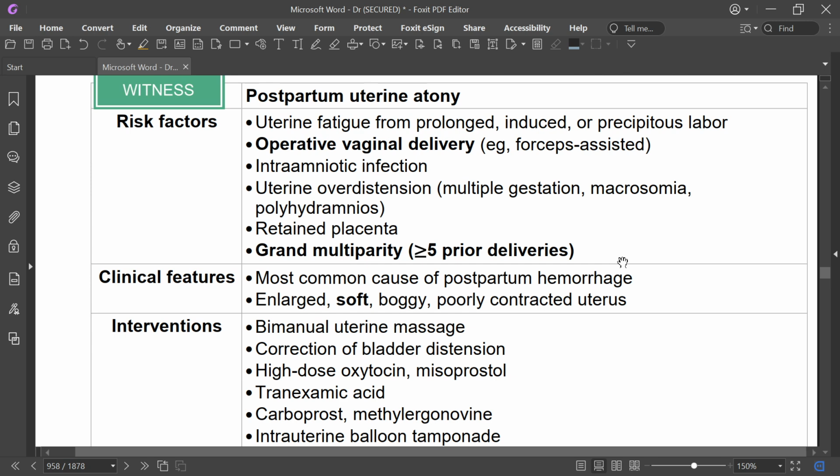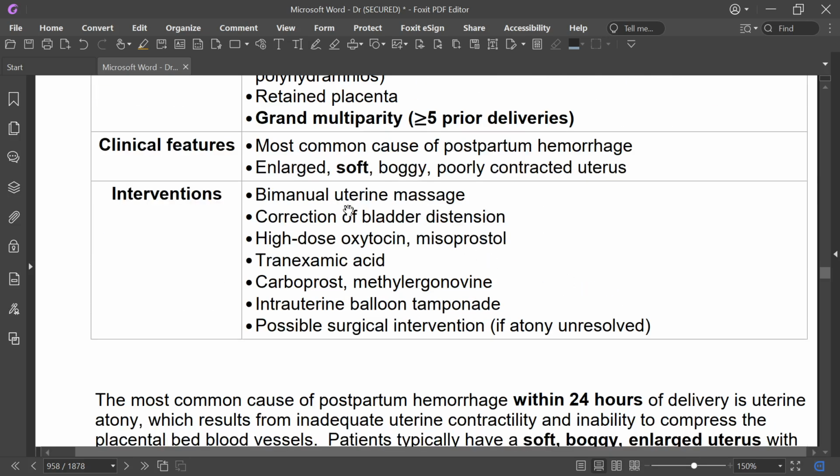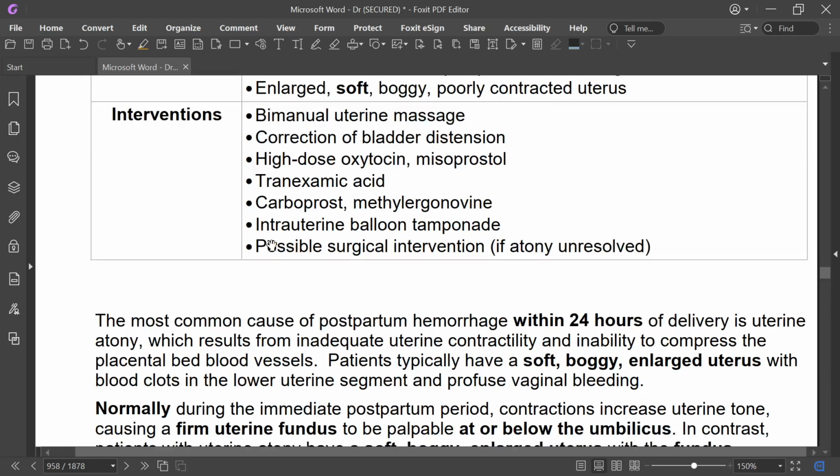Postpartum uterine atony risk factors: uterine fatigue from prolonged, induced, or precipitous labor, operative vaginal delivery, forceps assisted delivery, intraamniotic infection, uterine overdistension, multiple gestation, macrosomia, polyhydramnios, retained placenta, and grand multiparity. It is the most common cause of PPH, with an enlarged, soft, boggy, poorly contracted uterus. Interventions are bimanual uterine massage, correction of bladder distension, high dose oxytocin, tranexamic acid, and carboprost.